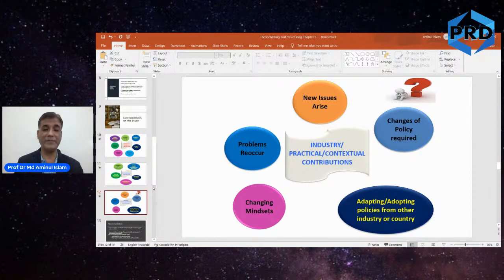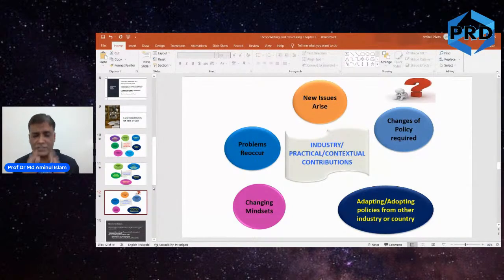At the same time, it may happen that you are doing a study in service industry, and some researches that you have reviewed in the literature review section were done in the industrial sector, and from industry, certain policies can be adopted and implemented in the service industry. That could be also an industrial contribution.